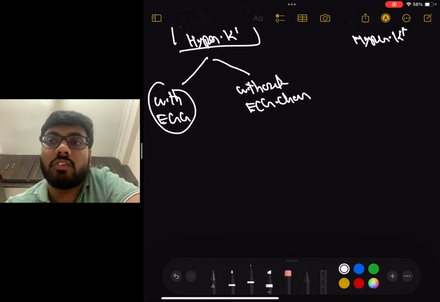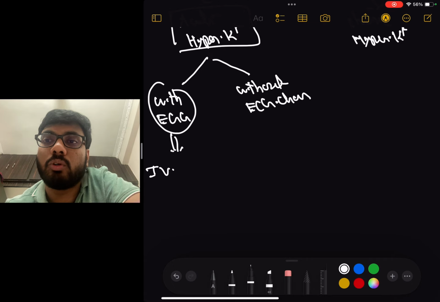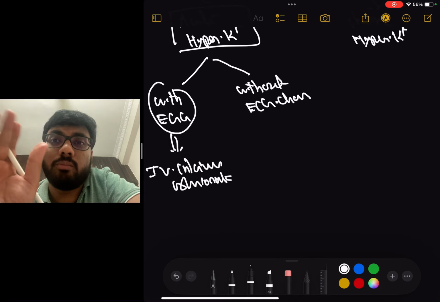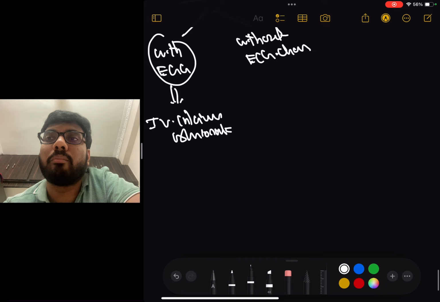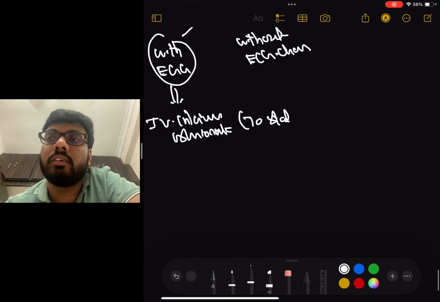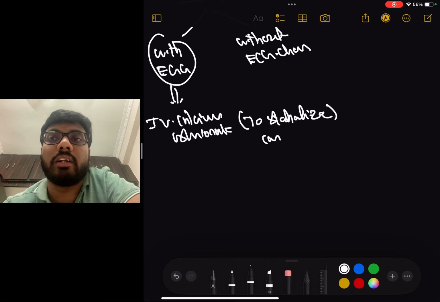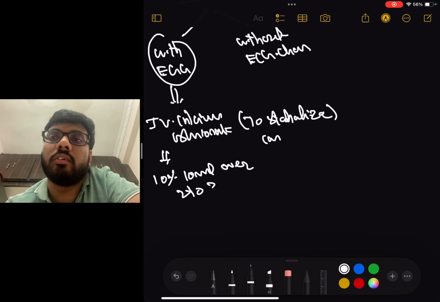If there are ECG changes, always first give IV calcium gluconate to stabilize the cardiac membrane. It does not reduce the potassium, it is only to stabilize the cardiac membrane. IV calcium, how much do we have to give? We have to give 10%, 10 ml over 2 to 3 minutes.